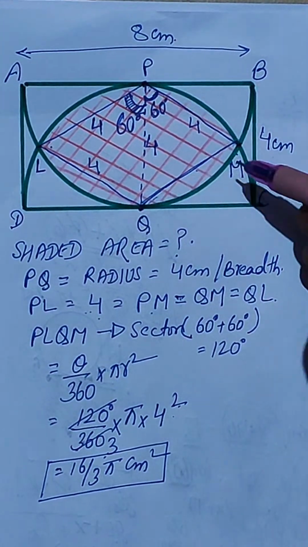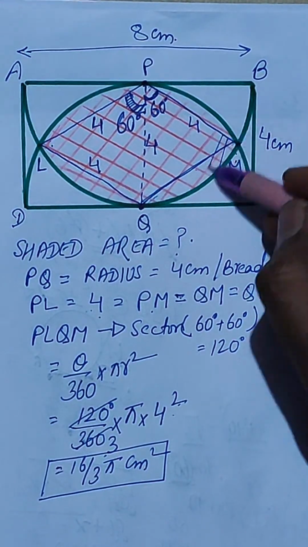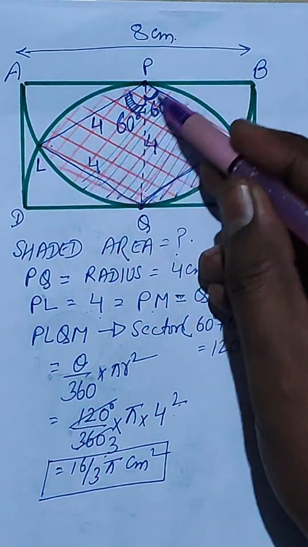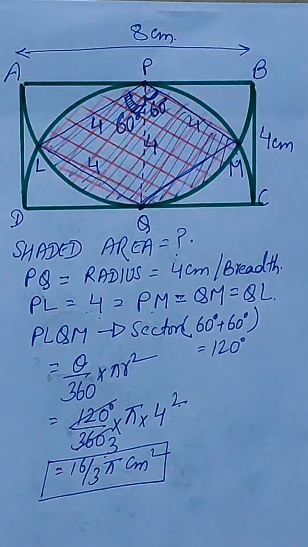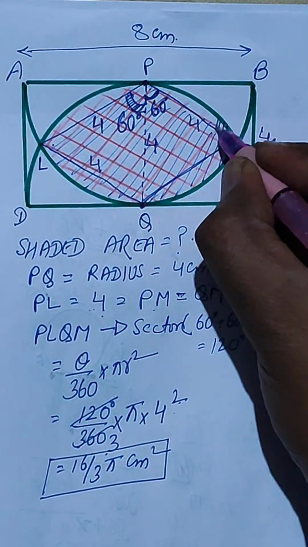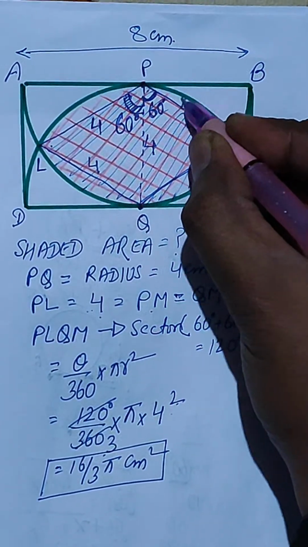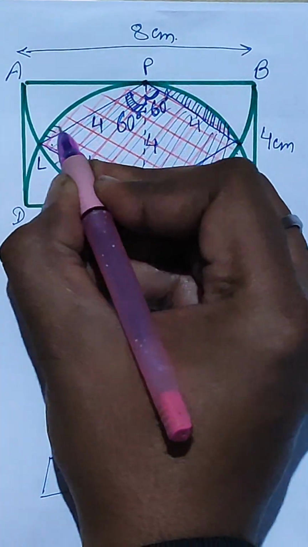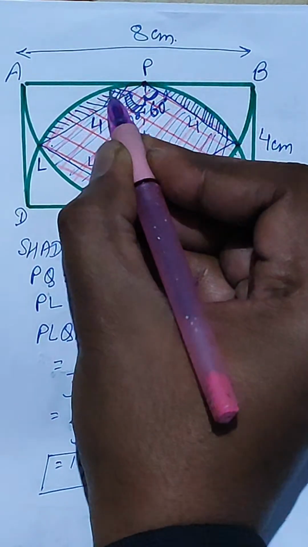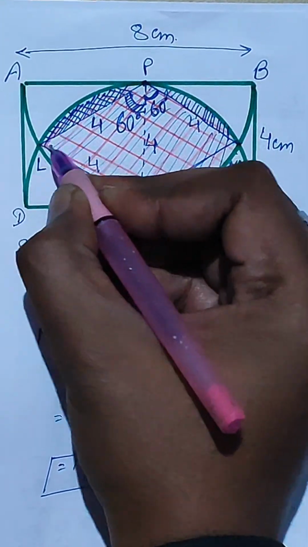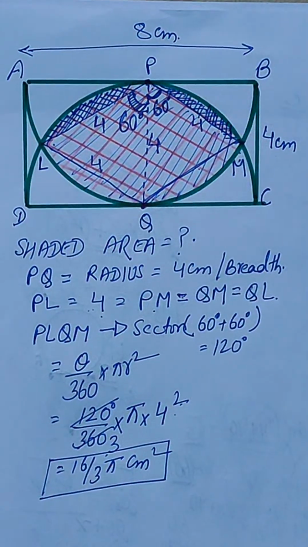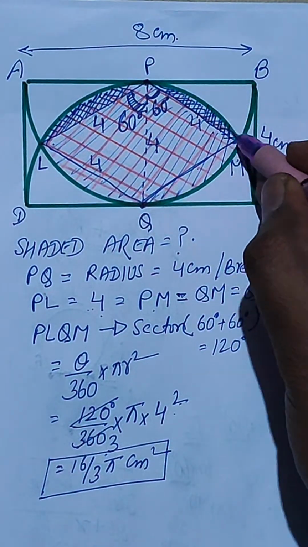Which sector? The area till this point, this one. This complete area is found out, but the area of these segments is still left. These two segments are left, you can see. So what is the area of these two segments?